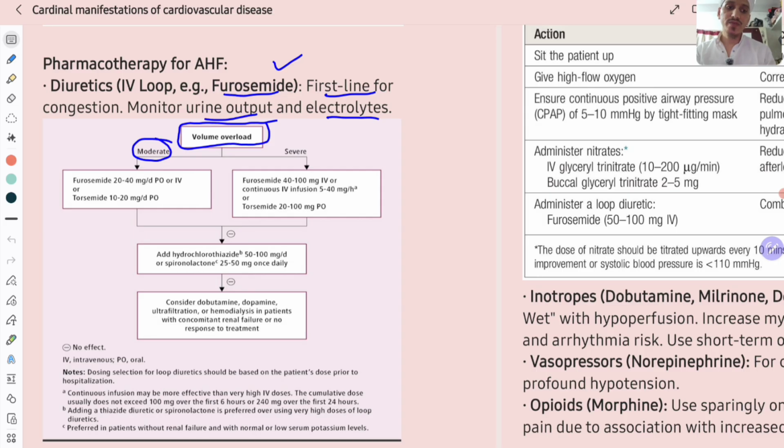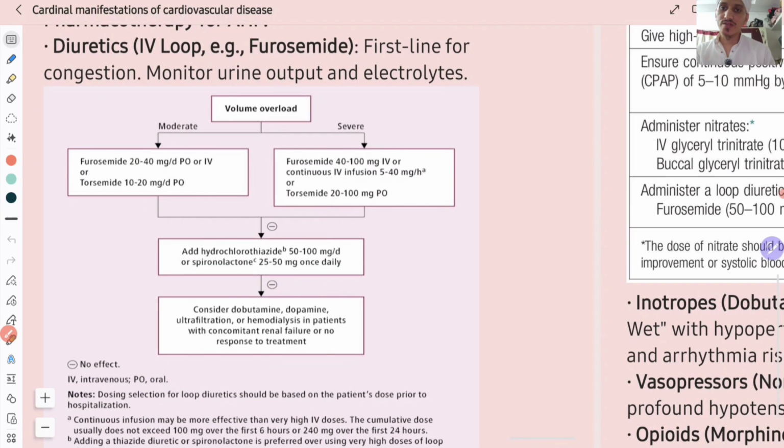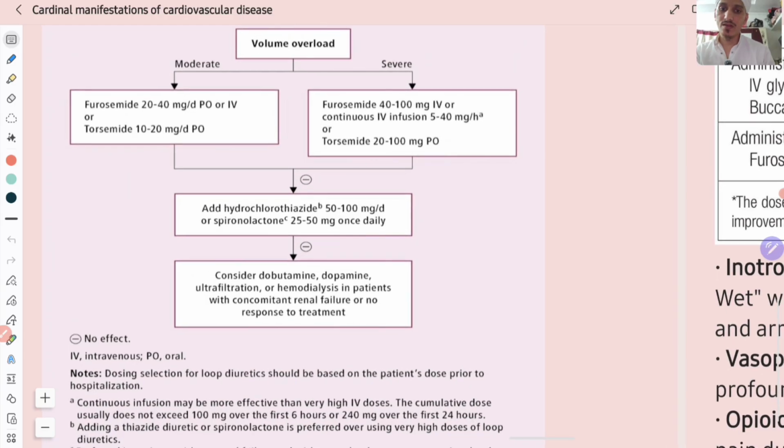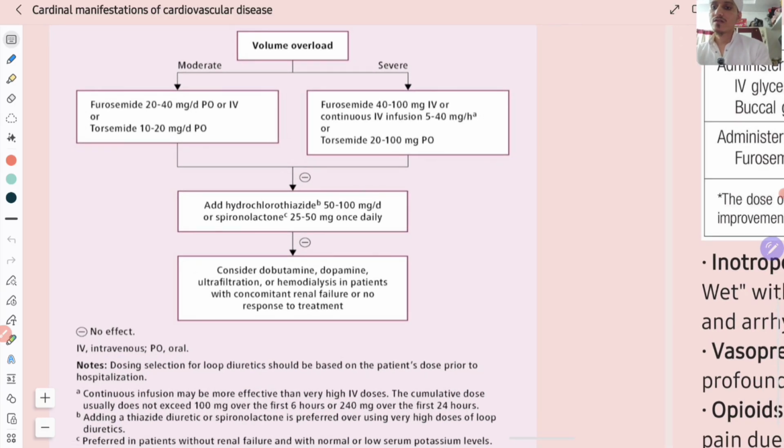I will just zoom it out. If it is moderate, give furosemide 20 to 40 mg per day, orally or IV. If it is severe, give 40 to 100 mg IV, or as continuous infusion you can give 5 to 40 mg per hour. Continuous infusion may be more effective than very high IV doses.